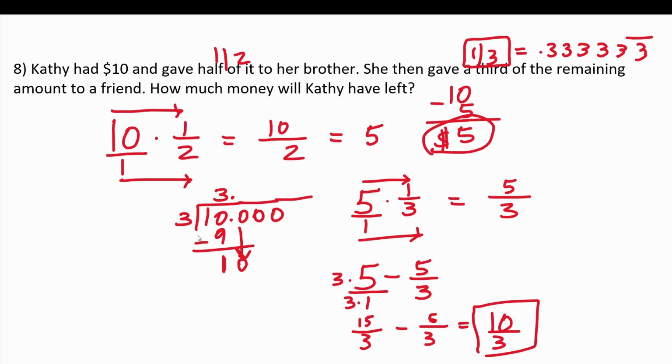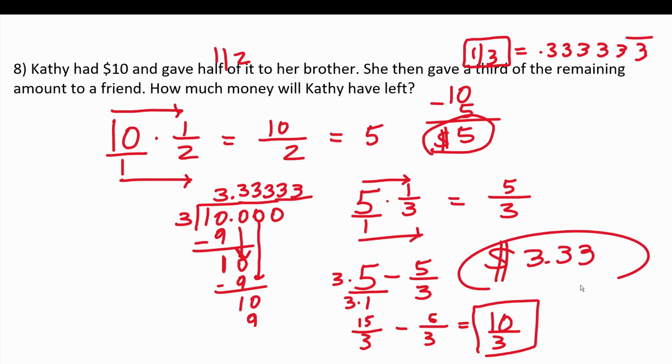So now the question is, how many times does 3 go into 10? That's going to be 3 times without going over. Again, 3 times 3 is 9. 10 minus 9 is 1. Bring down one of our zeros here. How many times does 3 go into 10? That's going to be 3 times. 3 times 3 is 9. And as we can see, this is just going to repeat infinitely. So the answer to this one is she'll have $3.33 remaining.